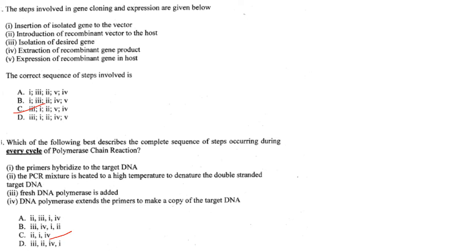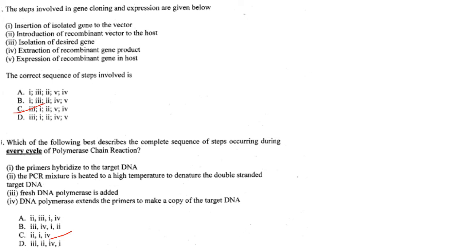Then which of the following best describes the complete sequence of steps occurring during every cycle of polymerase chain reaction? The primers hybridize to the target DNA. The PCR mixture is heated to a high temperature to denature the double-stranded target DNA. Fresh DNA polymerase is added and DNA polymerase extends the primer to make copies of the target DNA. So the first step is that the PCR mixture is heated to a high temperature to denature the double-stranded DNA. That is 2. Then comes the primers hybridize to the target DNA, that is 1, and then 4, DNA polymerase extends the primers to make a copy of the target DNA. So the answer is option C, that is 2, 1 and 4.